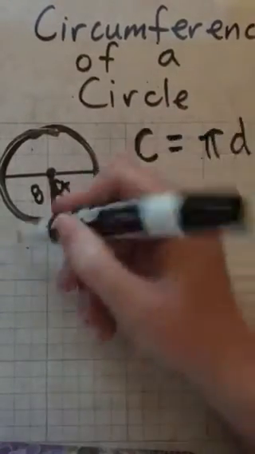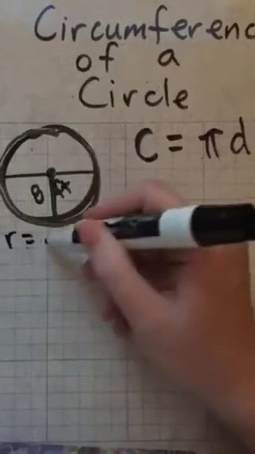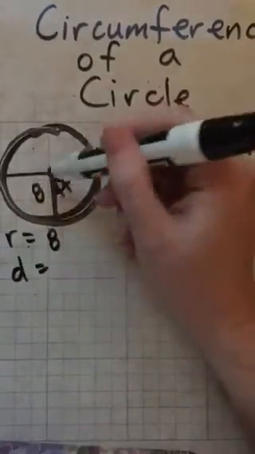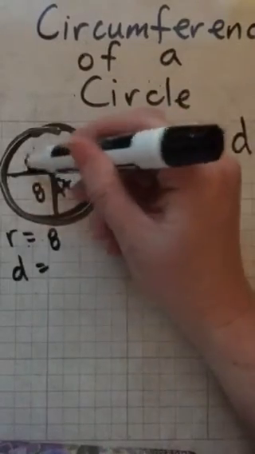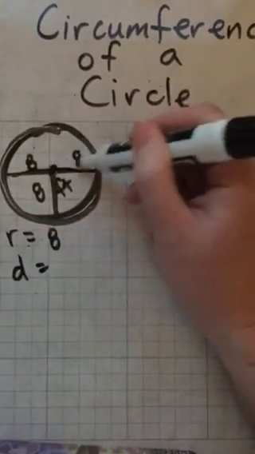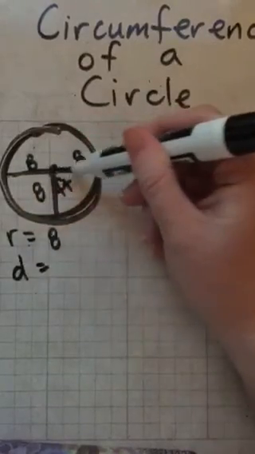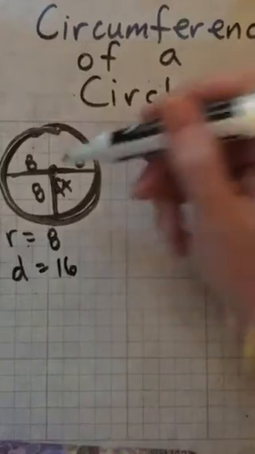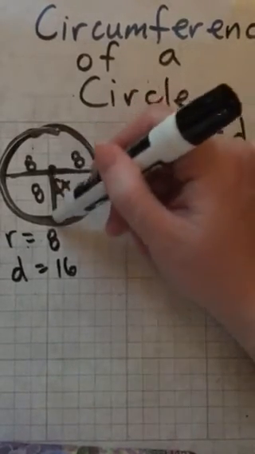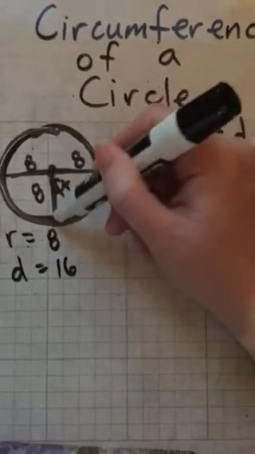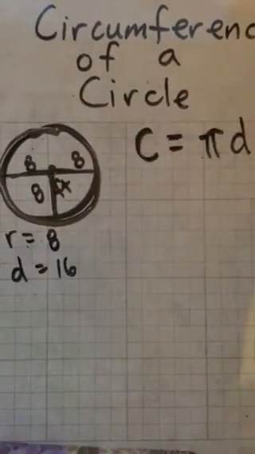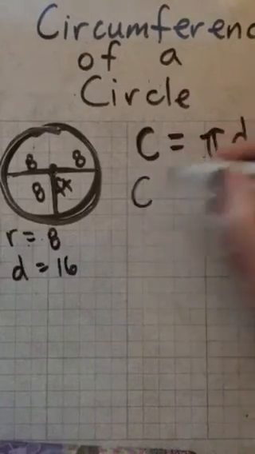So looking at the circle, I know that my radius is 8, and I can figure out my diameter. If from the center out is 8, and the center out is 8, then 8 plus 8 would be 16. So the diameter would be 16. From the center to the outside, so only half of it is 8, which means all of the diameter would be 16. Okay, and then we just plug it into the formula.